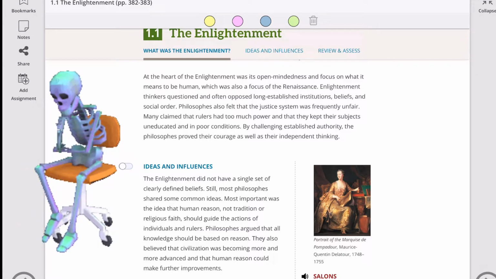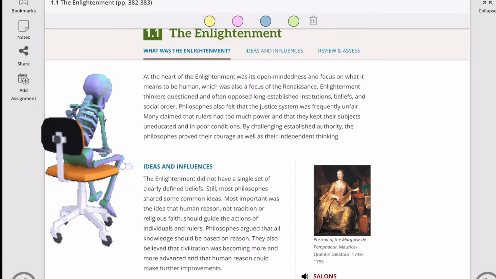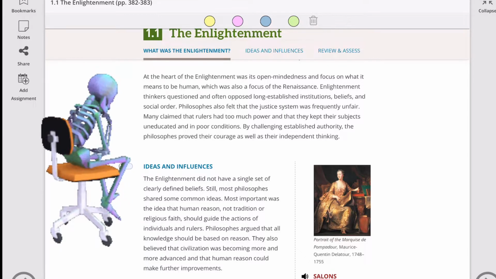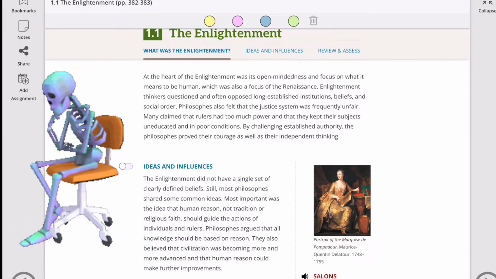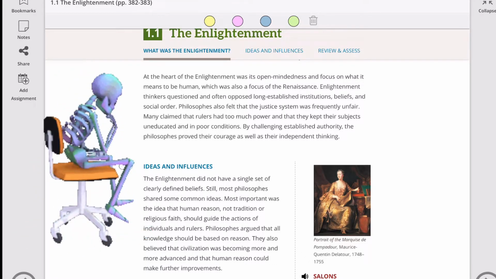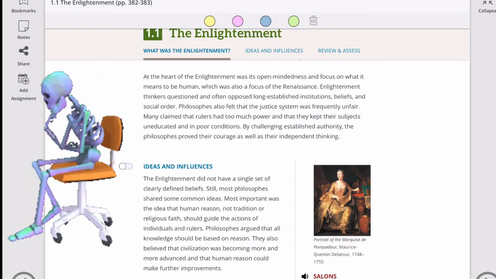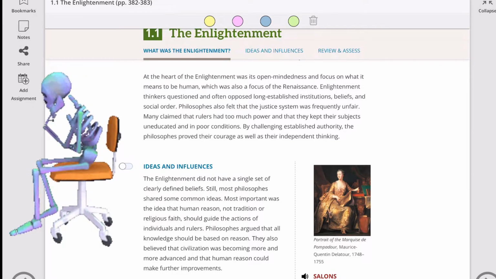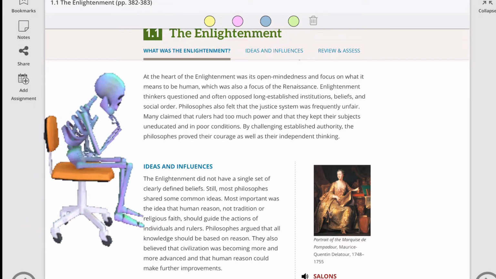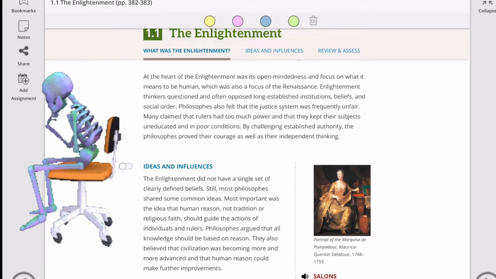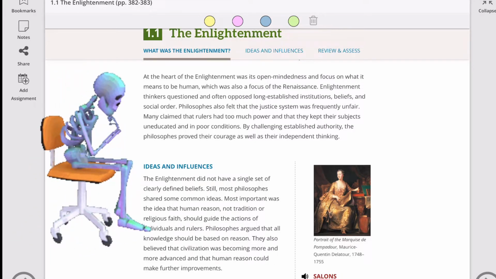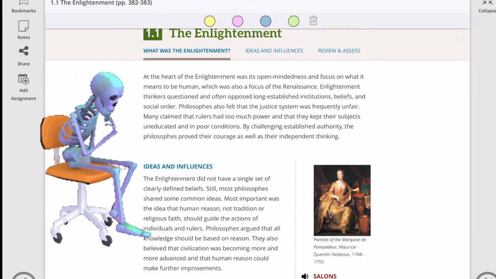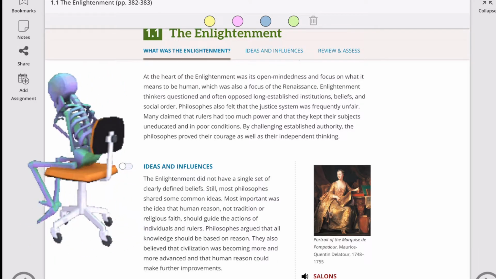The main idea behind Enlightenment thinking was its open-mindedness and focus on what it means to be human. Enlightenment thinkers questioned and often opposed long-established institutions, beliefs, and social orders. For a very long time, people were afraid of the church and the government. They were afraid to challenge the authority of these institutions and the people in them. By challenging established authority, the philosophers proved their courage as well as their independent thinking.